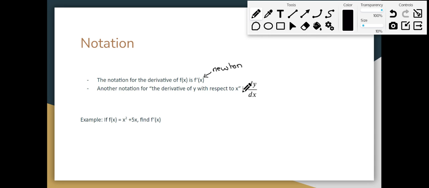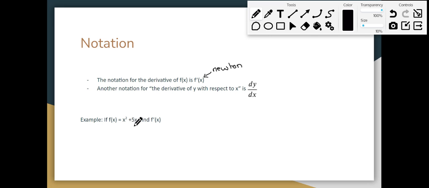The other notation, created by Leibniz, stands for the derivative of y with respect to x and is dy dx, written in this fraction form. You can say dy over dx, but most people just say dy dx, and it's known that it means a fraction. We're going to do another example.